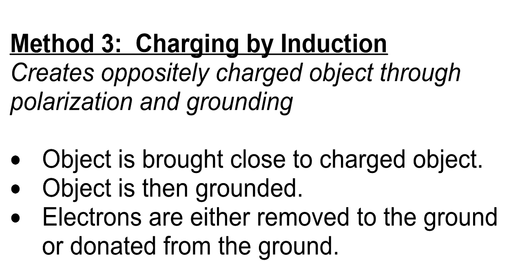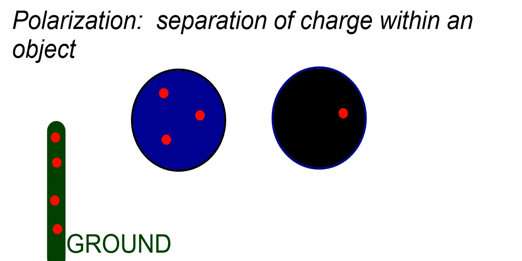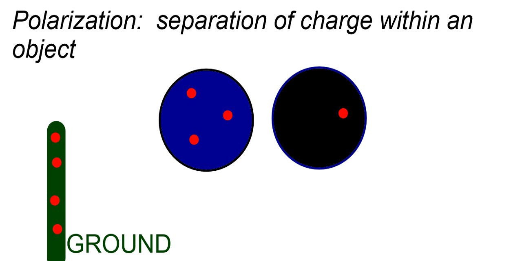So you bring this neutral object close to this charged object. Then the neutral object is grounded, and electrons are either removed to the ground or donated from the ground. Let me give you some examples here. We'll get into the definition of polarization; I'll show you that in just a second. We've got this neutral object, and then we've got this positive object. What we want to do is bring this one close to it, but it's not going to touch it.